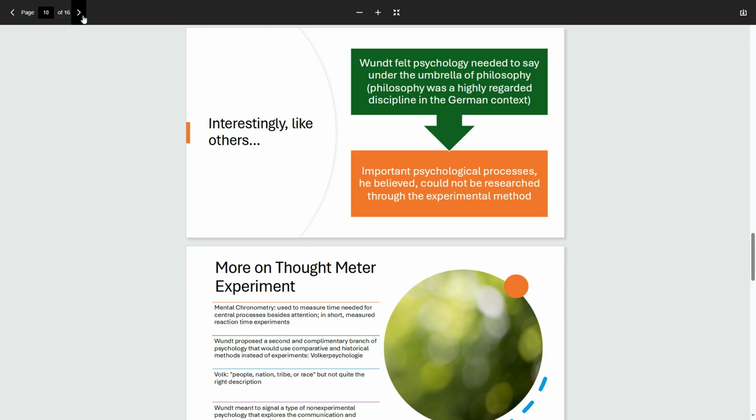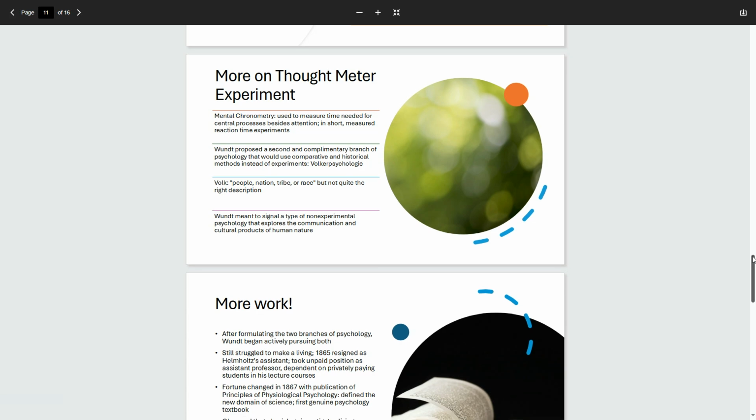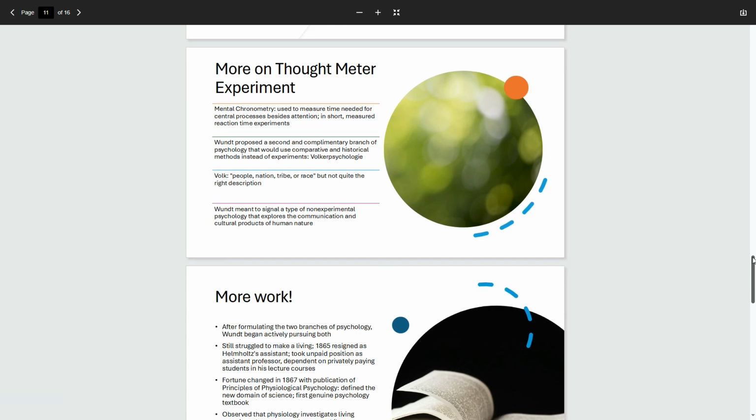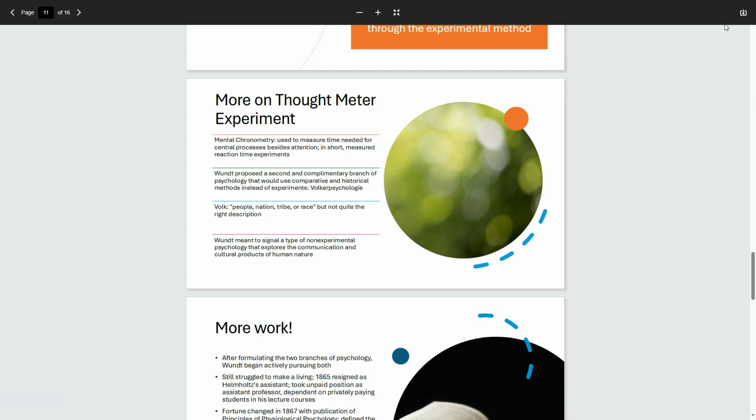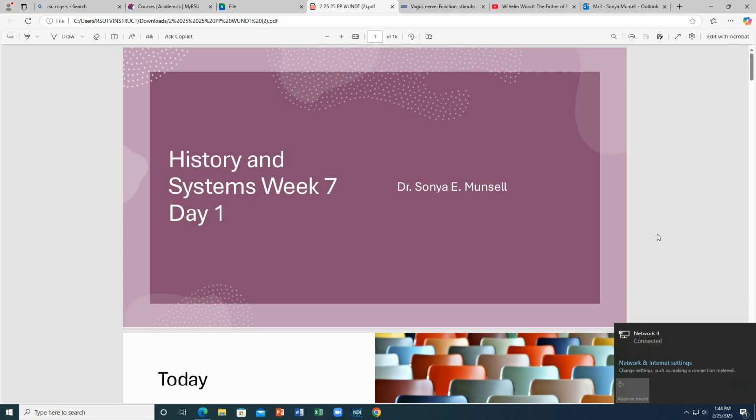So a little bit more on the thought meter. We talked about the mental chronometry piece that he developed. What he did, everyone, and every time I zoom out, I lose the big screen here. No, don't do that.